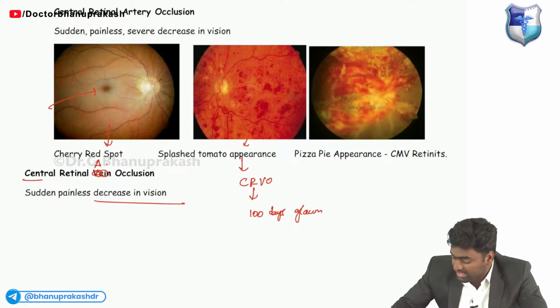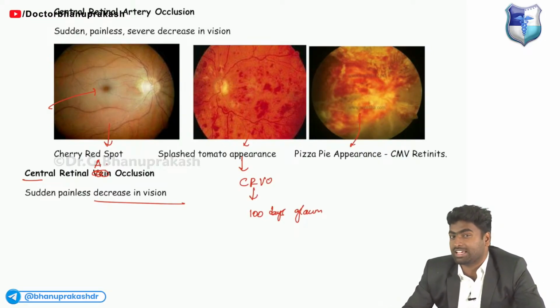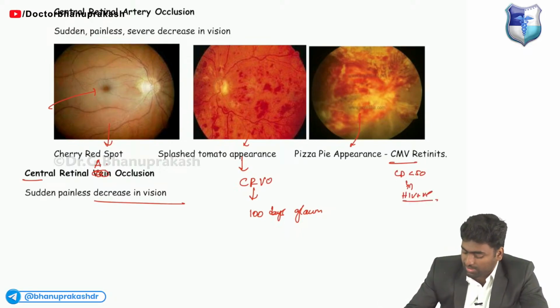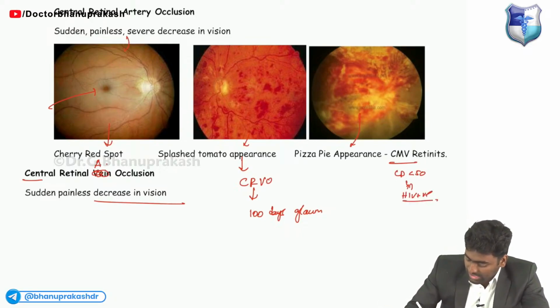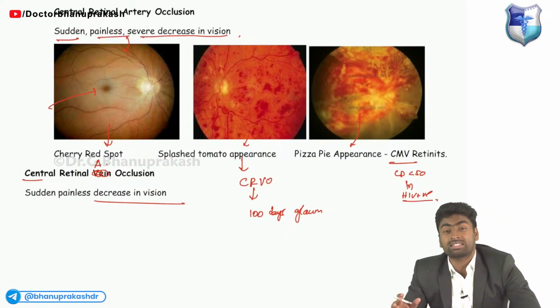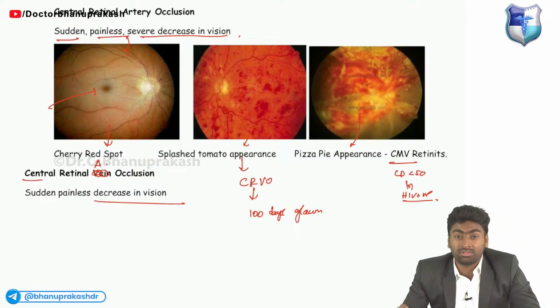Then this type of pizza pie appearance will be seen in a case of CMV retinitis, and it will occur at a CD4 count less than 50 in HIV positive patients. And this is the CRAO, sudden painless severe decrease in vision. The same for CRVO, sudden painless loss of vision along with a tomato splash appearance.